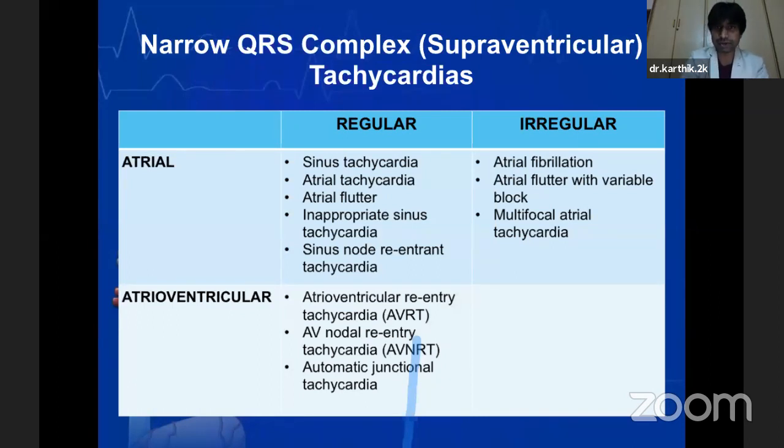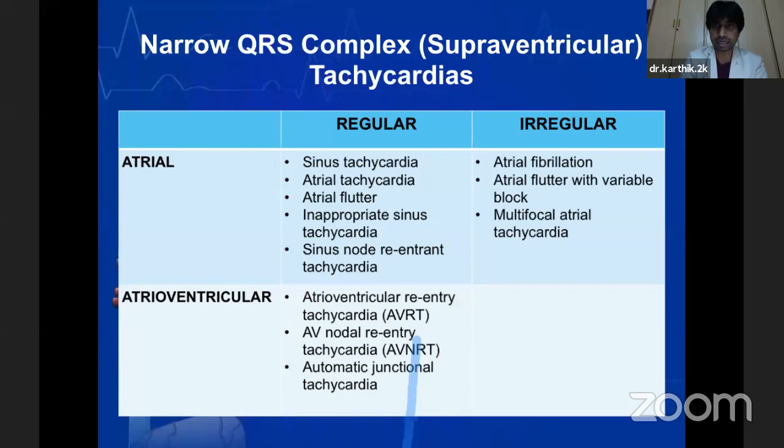So if it is at the atrial level, whether the rate is regular or irregular. If it is regular, the most common cause could be just a sinus tachycardia due to anxiety, physiological stress, exercise, sports and recreation, or it could be just an atrial tachycardia, which can occur during episodes of fever. And apart from that, there are other conditions like atrial flutter, sinus node-related tachycardia, and inappropriate sinus tachycardia.